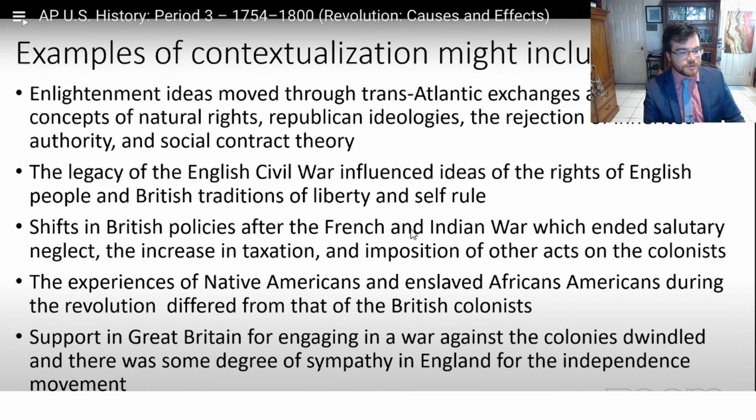The Glorious Revolution in England is going to show that there's hostility and tension in England. The end of salutary neglect, right? After the French and Indian War, more taxes. So Native Americans and African Americans are going to have a bad experience with the revolution, okay? And Great Britain is going to wage a war against the colonies, and a lot of people are going to change their mind. They're like, well, Britain is actually going to fight us. Wow, they're not going to settle it, or give us what we want, like no taxation without representation. So people are like, nah, that's it, it's over.